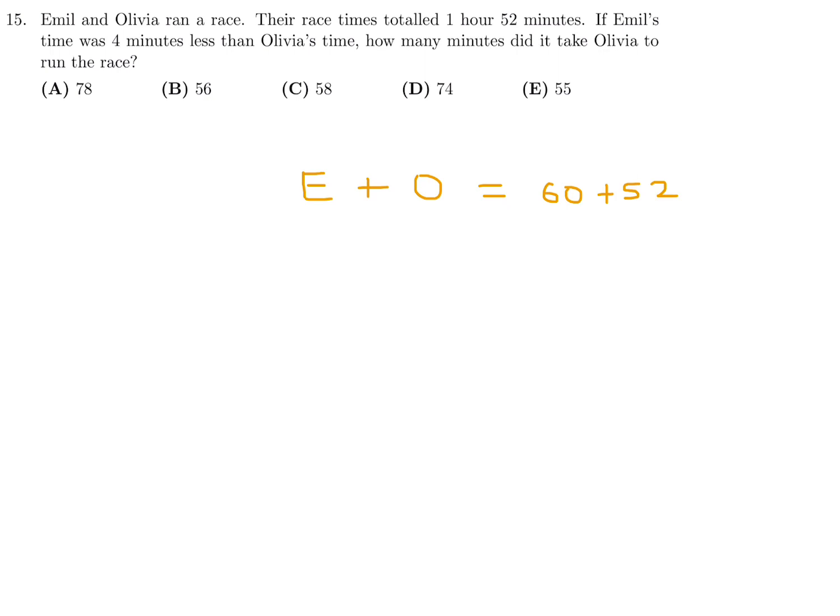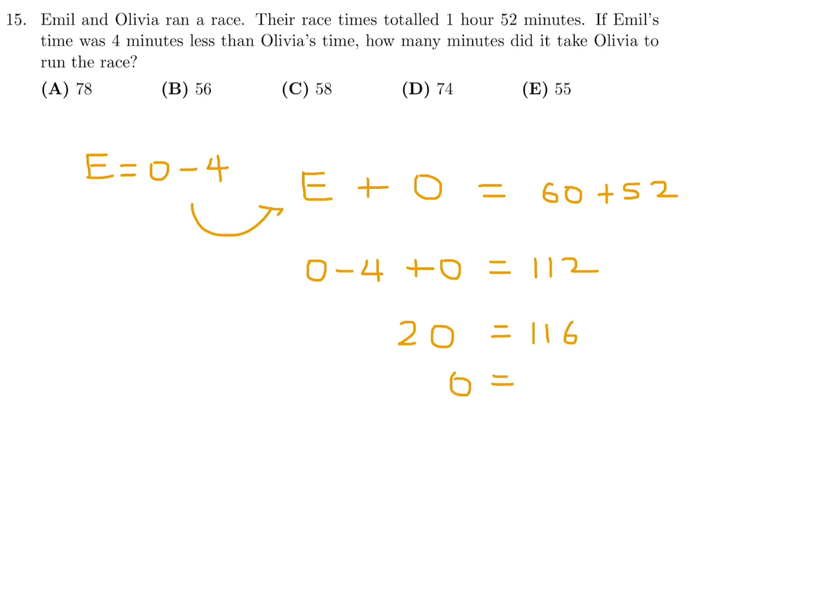But we know that Emile's race time is 4 minutes less than Olivia's. So we can plug that in there. So O minus 4 plus O is equal to 112. So 2O is equal to 116. And therefore O would be 116 divided by 2, which is 58. And that is the time it takes Olivia to run the race. Number 15, the answer is C.